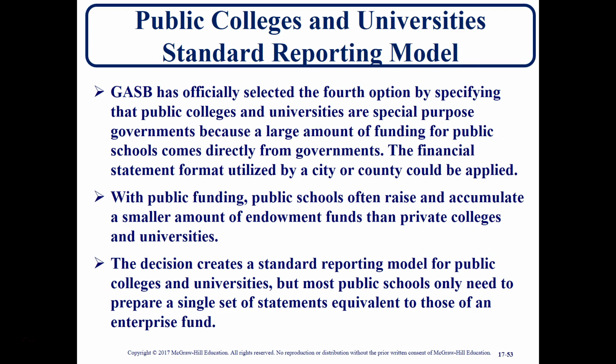The public colleges and universities standard reporting model currently, though, is that the GASB has officially selected the fourth option, this one over here, that they use the same reporting as the state and local governments. With public funding, public schools often raise and accumulate smaller amounts of endowment funds than a private college. The decision creates a standard reporting model for public colleges and universities, but most public schools only need to prepare a single set of statements equivalent to those of an enterprise fund.